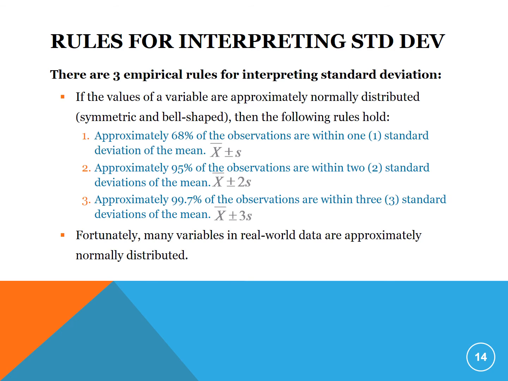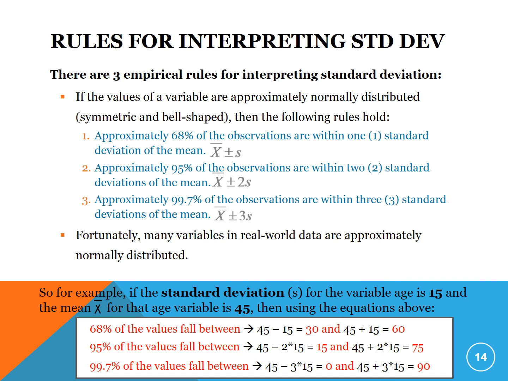So fortunately for us, many variables in real world data are approximately normally distributed. For example, if the standard deviation, s, for the variable age is 15, and the mean, x bar, for that same variable is 45, then using the equations above, x bar plus or minus s, plus or minus 2s, and plus or minus 3s, we can calculate what that range would be for 68% of the data, for 95% of the data, for 99.7% of the data.